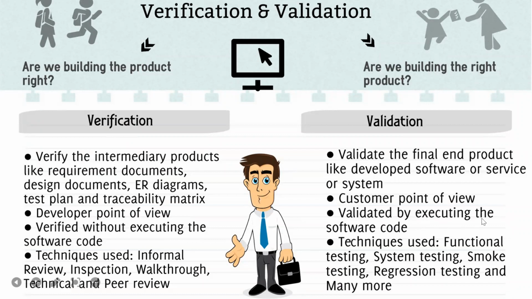Now validation is done by executing the software code. Obviously we are going to test the software which has been developed using the software code. So here are the techniques used. Informal review is where within the team we have a very informal review about the documentation.